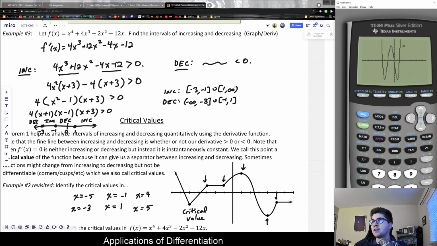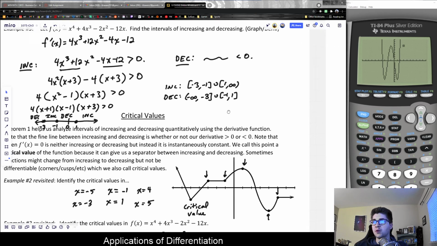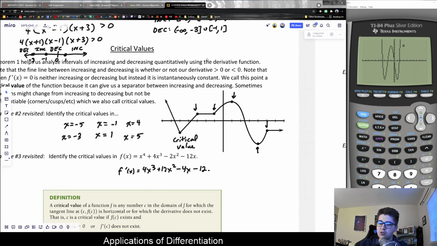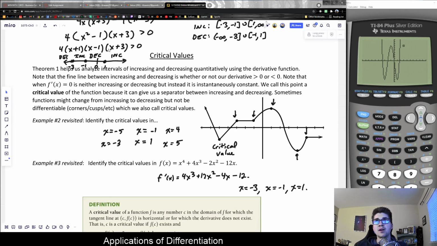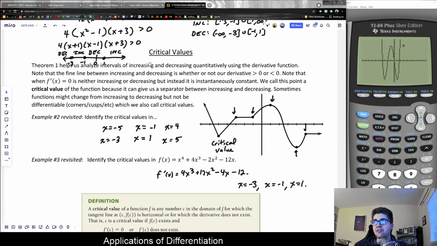Here's another critical value at -1 where it changed from increasing to decreasing. Then at 1, it changed from decreasing to increasing. And those would be our critical values, sorry, there were 3 critical values: x is equal to -3, x is equal to -1, and x is equal to 1. And those correspond with the algebra of how that was factored after all is said and done.